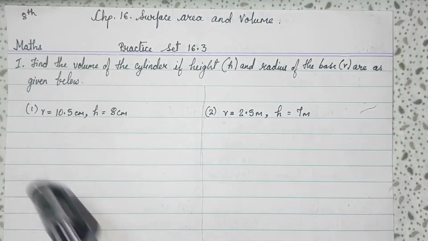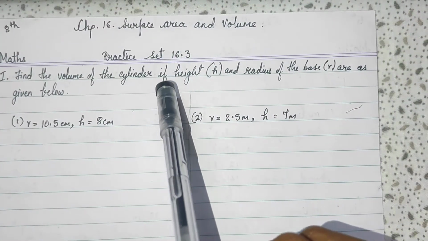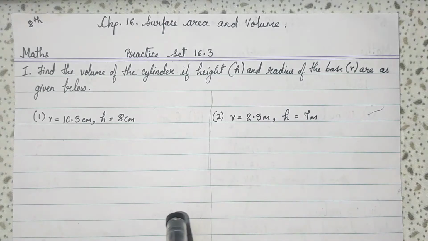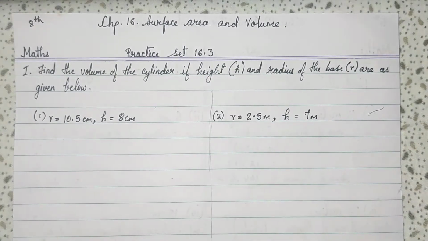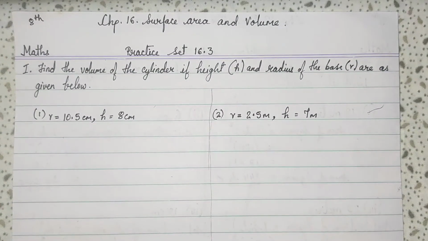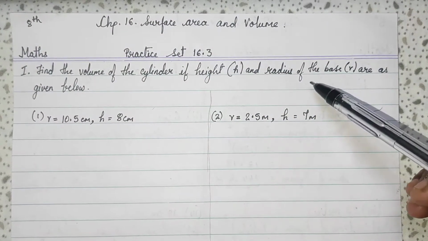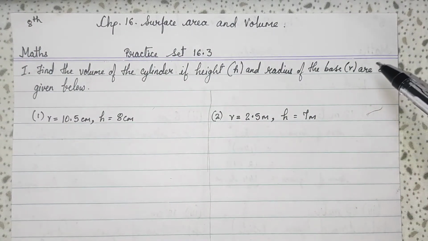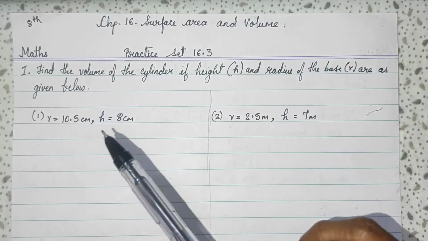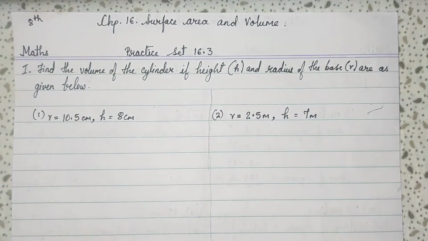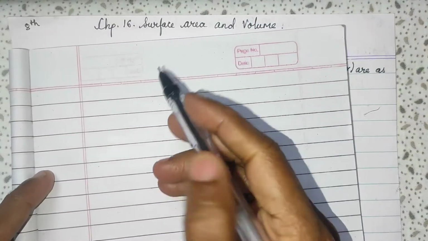Standard 8 Maths Chapter 16 Surface Area and Volume. Practice set 16.3. Find the volume of cylinder if its height h and radius of the base r are as given below. Okay. So, see cylinder.